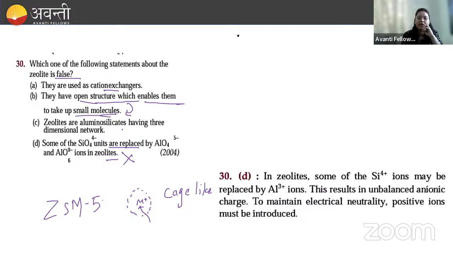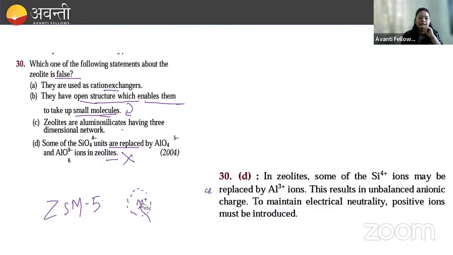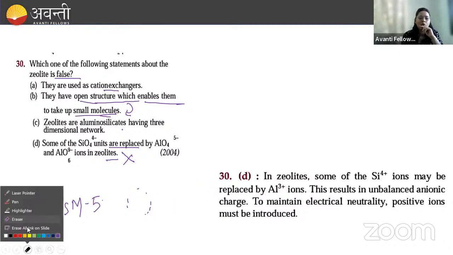Okay, so their structure is actually what? They are having open structure which enables them to take up the small molecule. Sorry, यहाँ पे मैंने cage like बोल दिया, लेकिन वो क्या है actually? It is having what? Open like structure, right? So next is what? ऑप्शन डी.